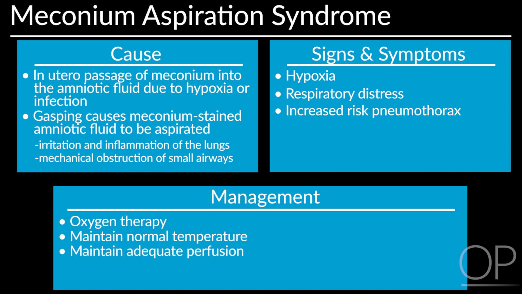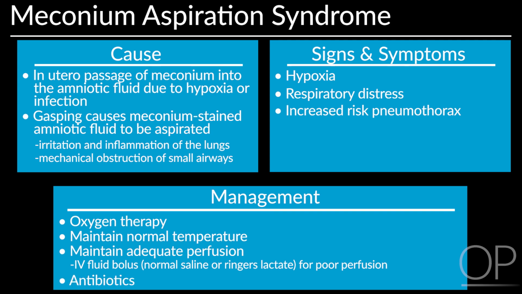To manage meconium aspiration syndrome, provide oxygen therapy and ensure that the newborn maintains normal temperature and adequate perfusion. Provide an IV fluid bolus of normal saline or Ringer's lactate for poor perfusion. Administer antibiotics, as meconium aspiration syndrome is hard to differentiate from pneumonia.